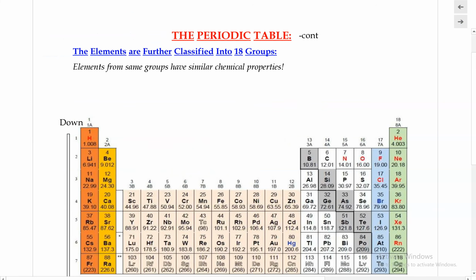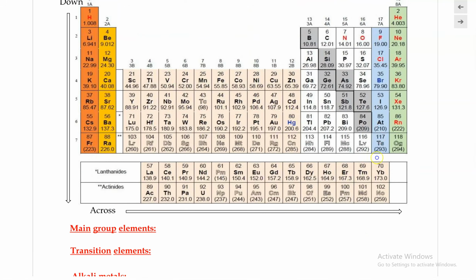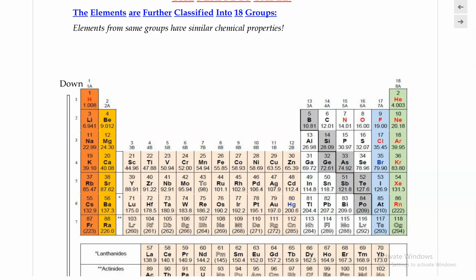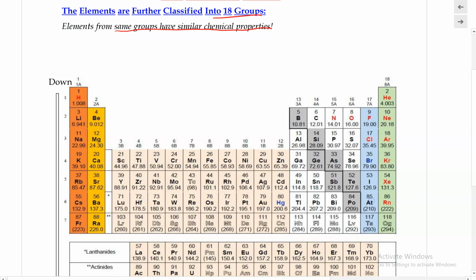Now let's go over more classification of the elements on the periodic table. Within the periodic table, the elements are further classified into 18 groups. Elements from the same group have similar chemical properties with each other. And that's something that is very cool about the periodic table: after we have organized them in this fashion, we can now see similarity in the physical and chemical properties. So these 18 groups are as follows: group 1, group 2, all the way to group 18. And again, the column corresponds to the group.